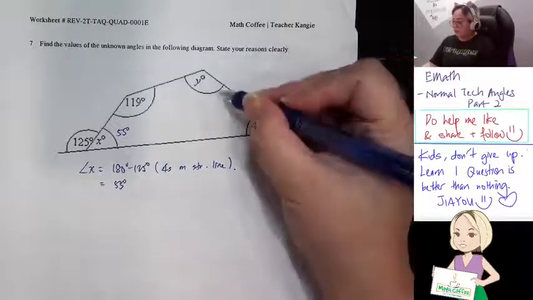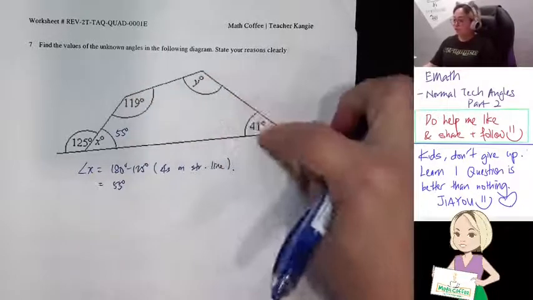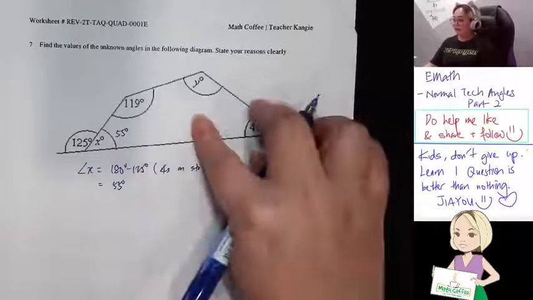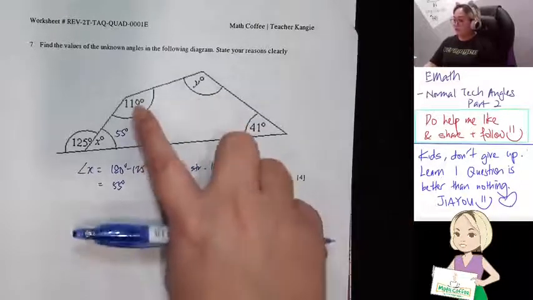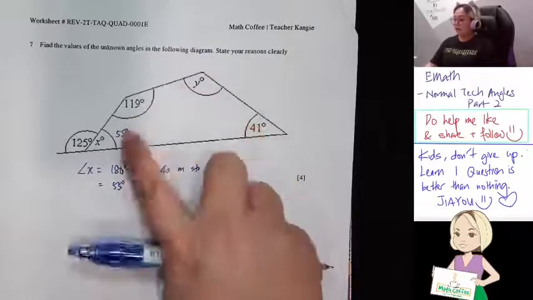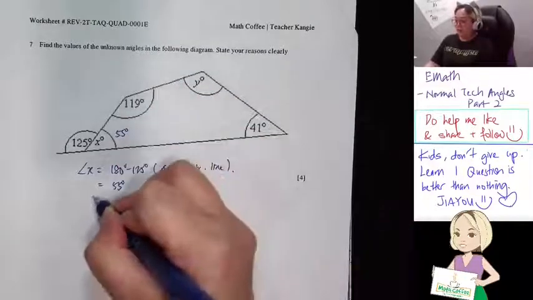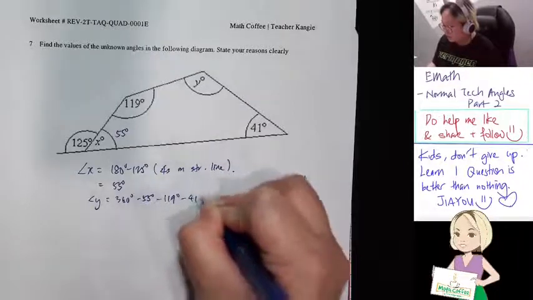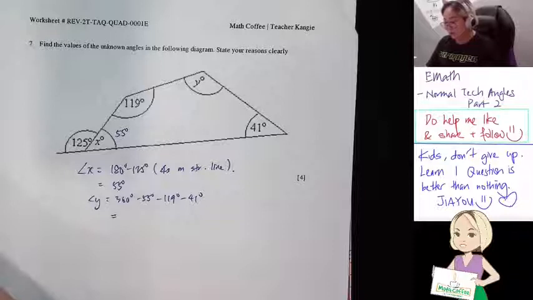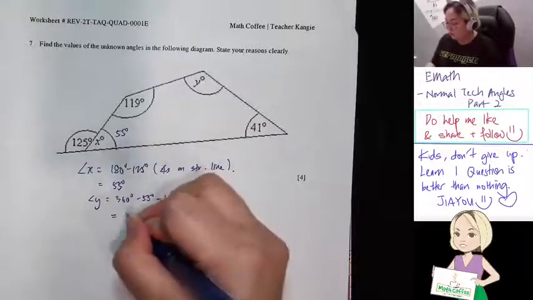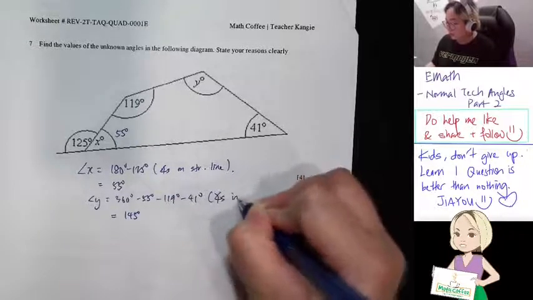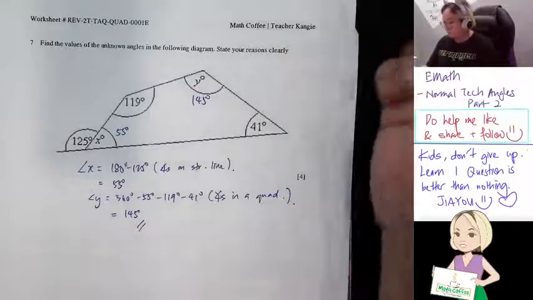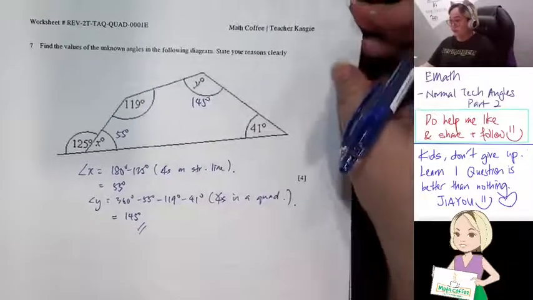Okay, so angle Y over here. See here, 1, 2, 3, 4. This one has no parallel lines, nothing, no interior angle, nothing. So it means that these four angles, because it's a quadrilateral, all add up together to 360 degrees. So my angle Y, you will say 360 minus 55 degrees minus 119 degrees minus 41 degrees. Okay, so 360 minus 55 minus 119 minus 41 will give you 145 degrees. So this is angles in a quadrilateral. 145 degrees. Done.